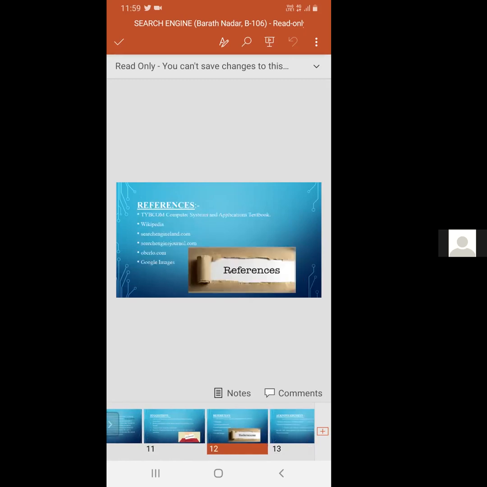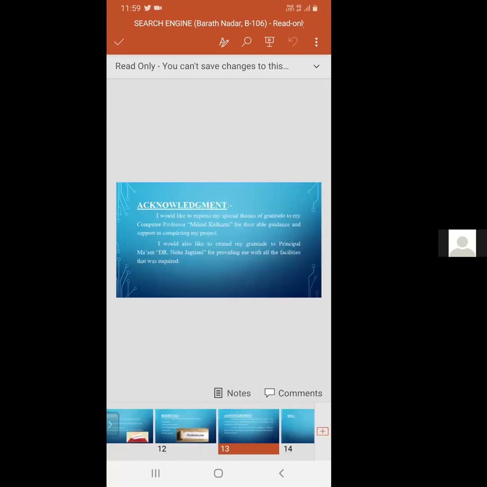And references: you can refer to more detail of the topic search engine from our TYBCOM computer system and application textbook, Wikipedia, searchengineland.com, searchenginejournal.com, and Google Images. I have taken all the images from Google Images and Pinterest.